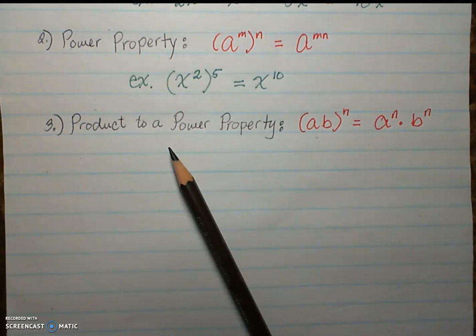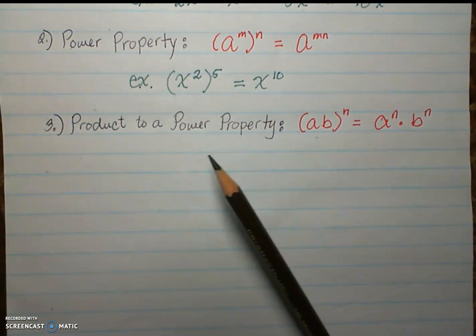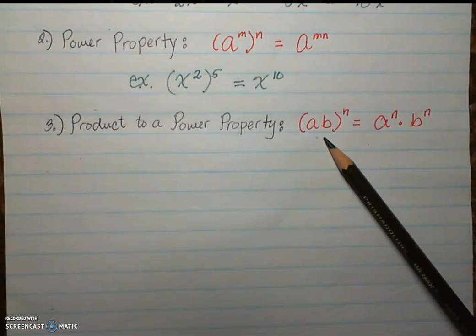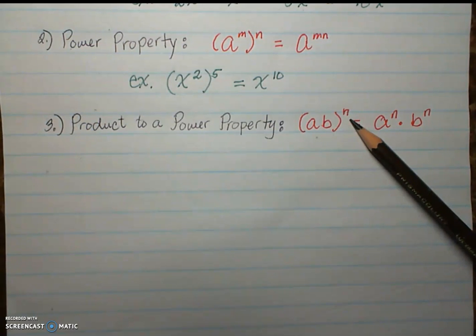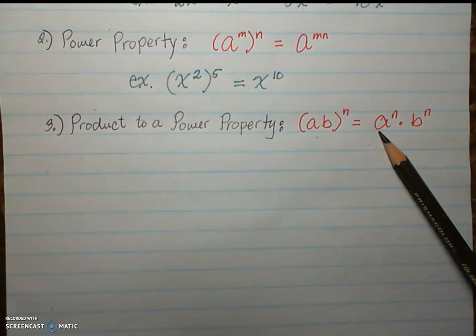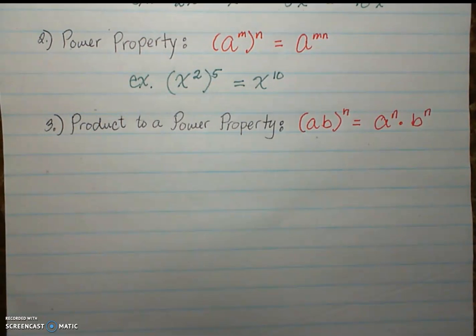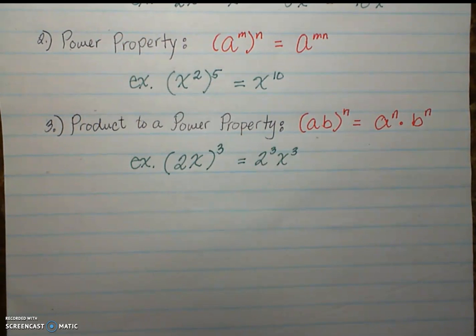Next property is the product of a power property. The product of a power property indicates that if there are two factors inside the parentheses, you're going to raise each factor to that power that is outside, which will be a to the n times b to the n. Example, 2x inside the parentheses raised to the power of 3 will be equal to 2 to the third times x to the third, which is equal to 8x to the third.